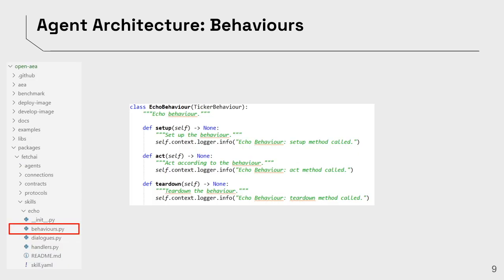If we browse the echo skill again and we open the behaviors.py, we can see that this skill contains one behavior, which is the echo behavior. This behavior is a ticker behavior. That means that it will be executed periodically at a tick interval. But in this case, we are just simply logging some information on the output. This is because this is a very simple behavior and it's not doing any action. In Module 2, we will review behaviors that execute more complex actions.